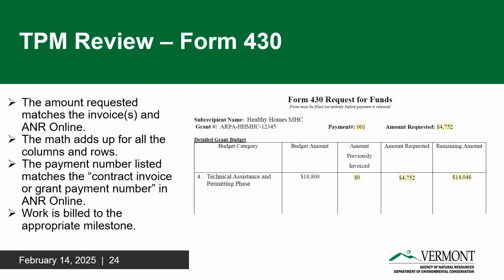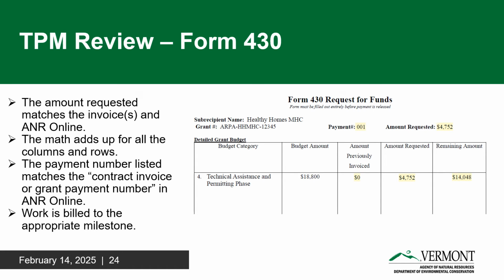Once you have submitted your payment request, the Technical Project Manager, or TPM, will review it for accuracy and completeness. The amount requested on the Form 430 should match both ANR Online and the total of all invoices submitted with that payment request. The math must add up correctly for all the columns and rows. If this is not your first payment request, be sure to fill out the amount previously invoiced.